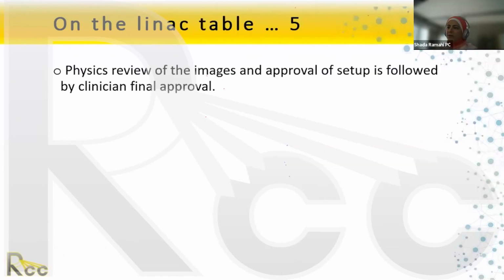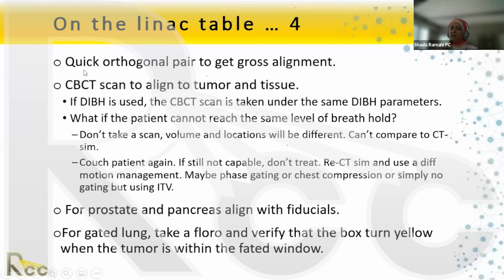So we still sometimes use an orthogonal pair for quick alignment. This is what I got from our therapist when I asked them what the workflow is. For brain, they don't do orthobody; they do a quick orthogonal to make sure we at least have gross alignment, meaning the patient comes aligned 100% in AP and lateral. Then they do CBCT, and with the CBCT we're doing the rotations or fine tuning.